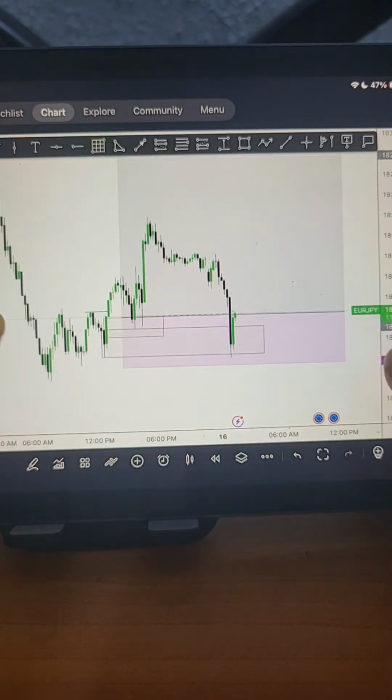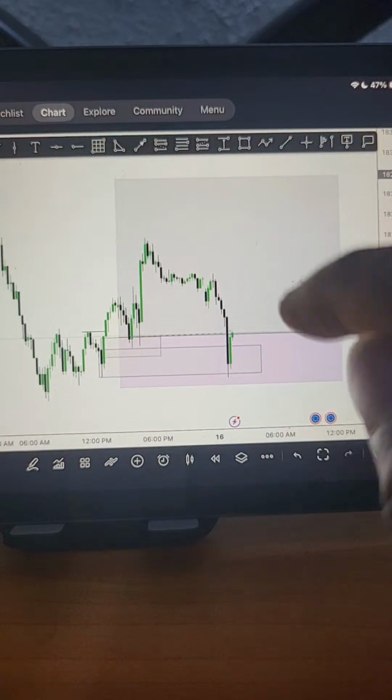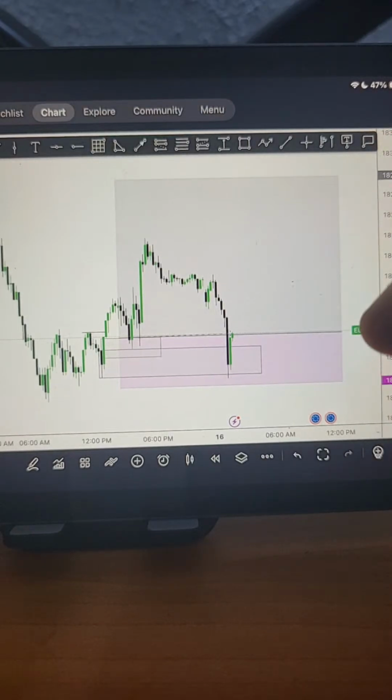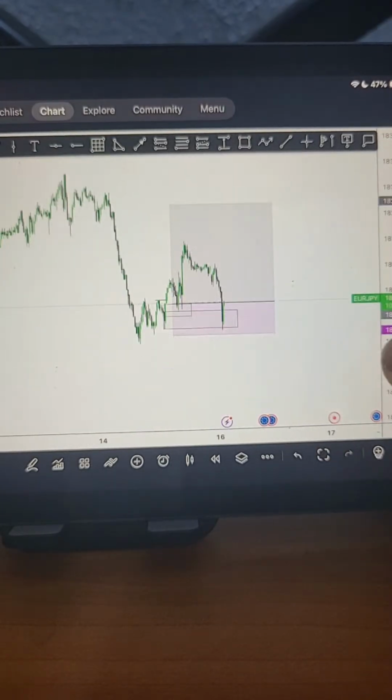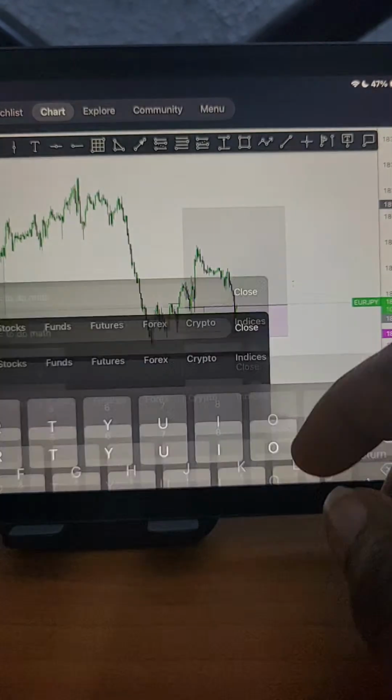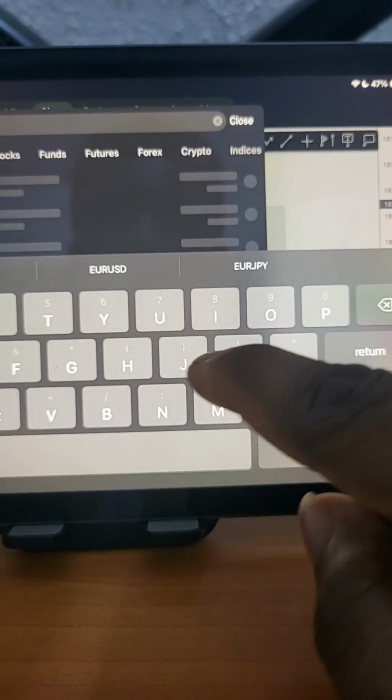I'm so confident in this trade, so I'll be updating you guys about the outcome of this particular trade. Let's say tomorrow, if I get the chance, I'll come live again. I also have eyes on Euro USD.